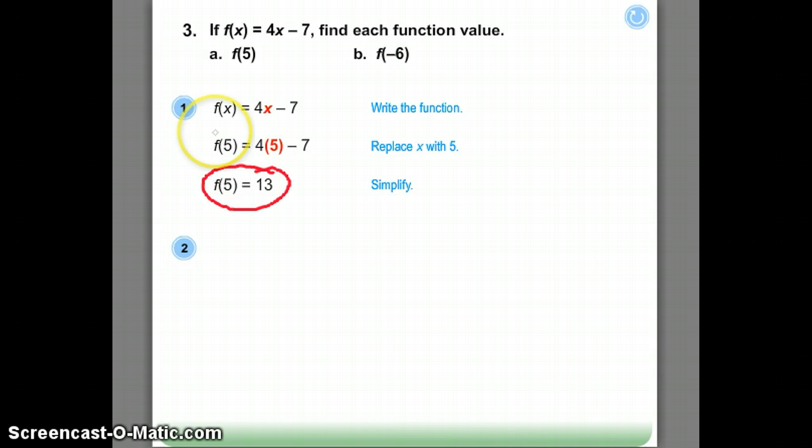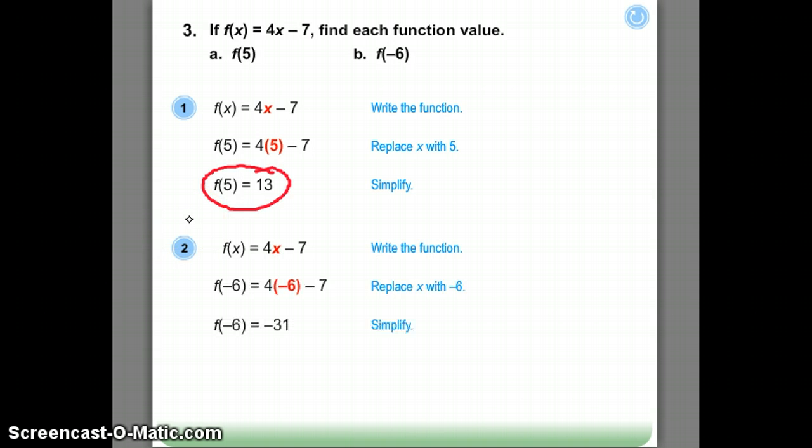Let's look at letter B. First thing I'm going to do is plug in -6 for x, and then I go ahead and simplify. Where I see that x, I'm going to make it -6. And 4 times -6 is -24, and -24 minus 7 is -31.